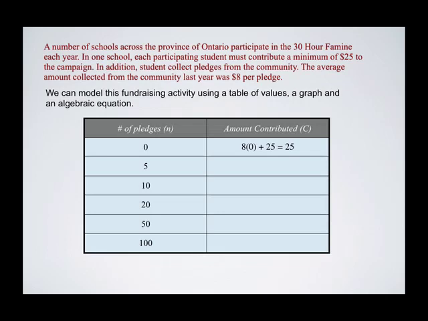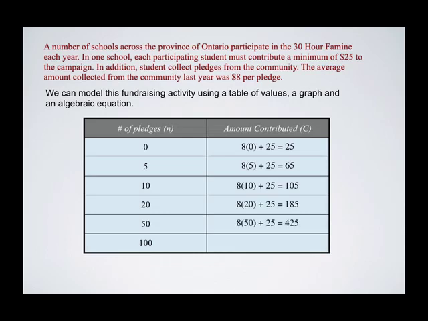If they have 0 pledges, they had to contribute $25 to participate, so it would be $25. If they had 5 pledges, they would get $8 for each pledge, plus $25, so $65 contributed. For 10, we would see $105. For 20, we would see $185.